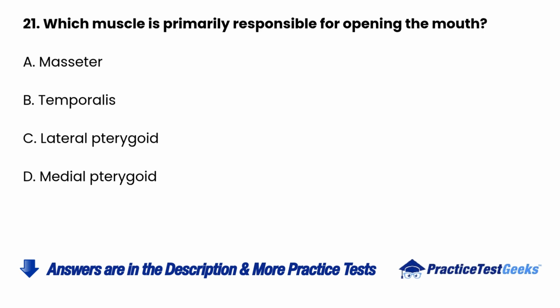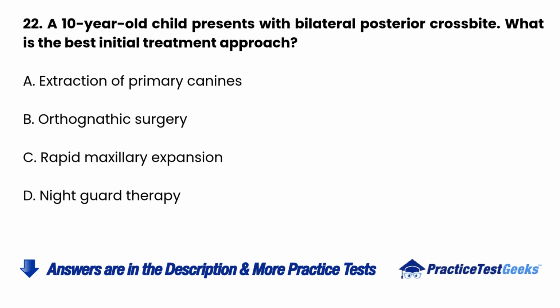21. Which muscle is primarily responsible for opening the mouth? A. Masseter. B. Temporalis. C. Lateral pterygoid. D. Medial pterygoid. 22. A 10-year-old child presents with bilateral posterior crossbite. What is the best initial treatment approach?